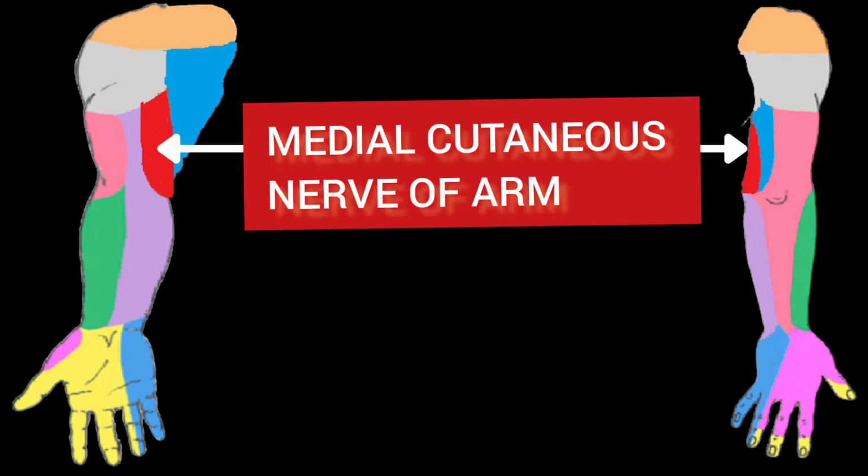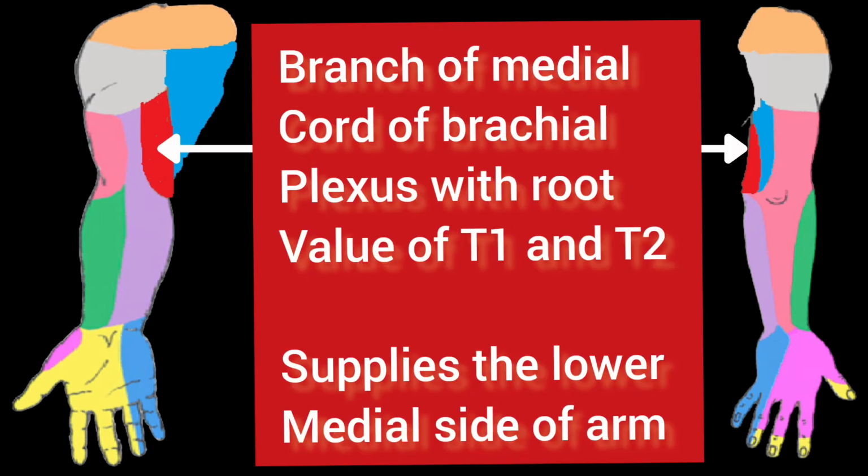Medial cutaneous nerve of arm. It is a branch of medial cord of brachial plexus with a root value of T1 and T2, and it supplies the lower medial part of the arm. The red color area represents the area supplied by the medial cutaneous nerve of the arm.